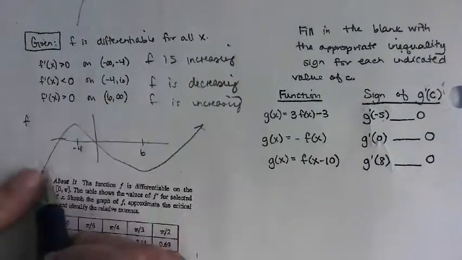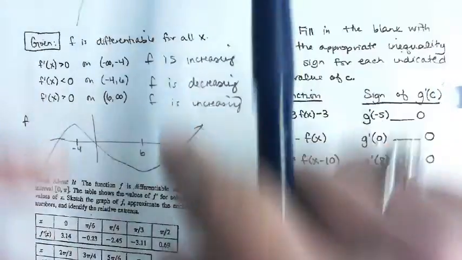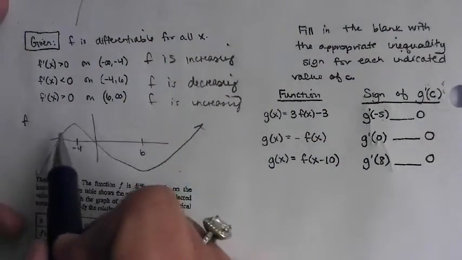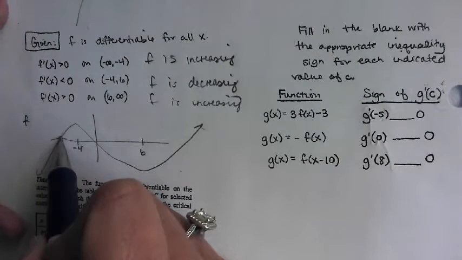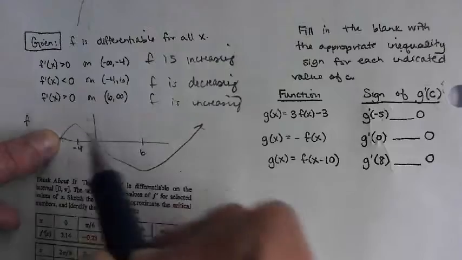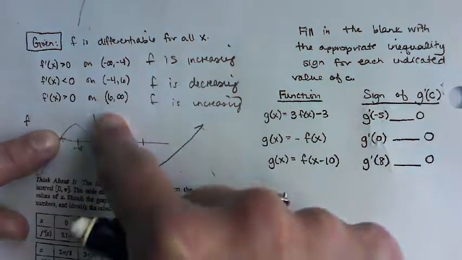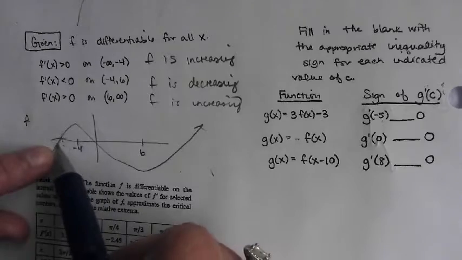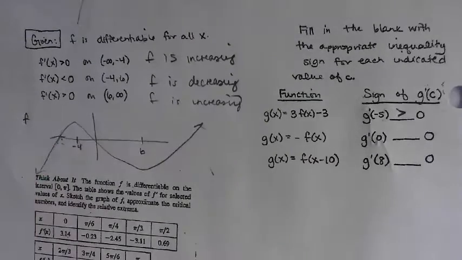Greater. This is your function, a potential version of it. And regardless of whether this is up, down, and shifted, at -5, it is positive. It is greater than 0. What's going to happen to our function if we stretch it by 3 and then shift it down 3? Is it still going to be increasing at -5? Yes. Vertical movements don't change anything. So the slope at -5 is still positive.